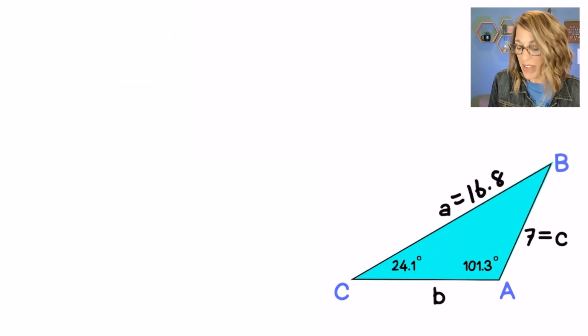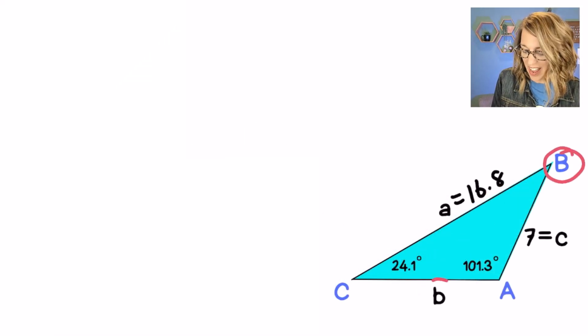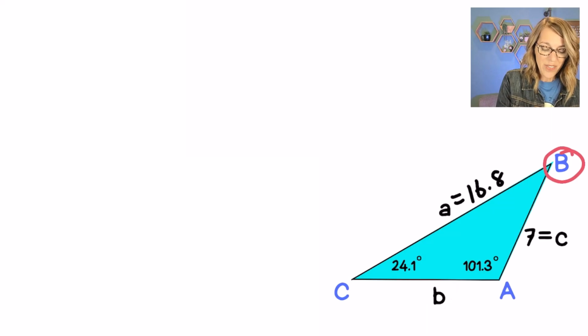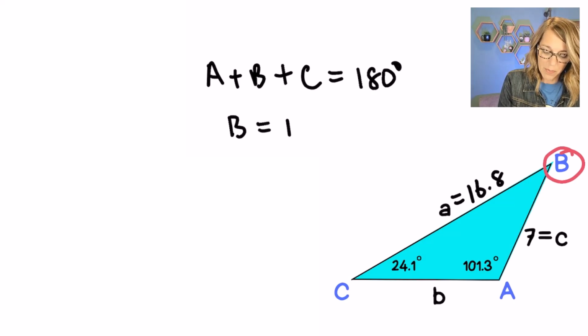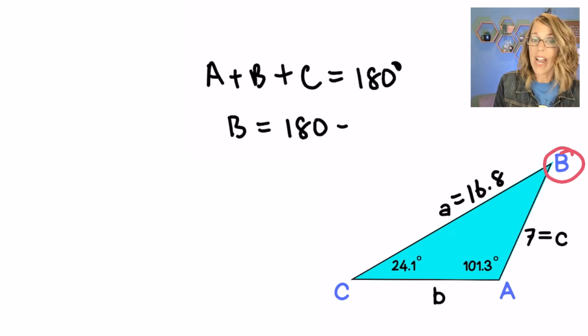So this leaves me with angle B and side B. It's really easy to find angle B, so let's go ahead and start there. I know that the sum of the angles of any triangle, A plus B plus C in this case, is equal to 180 degrees. We are solving for angle B, so angle B is going to be 180 minus those other two angles of A and then minus C.